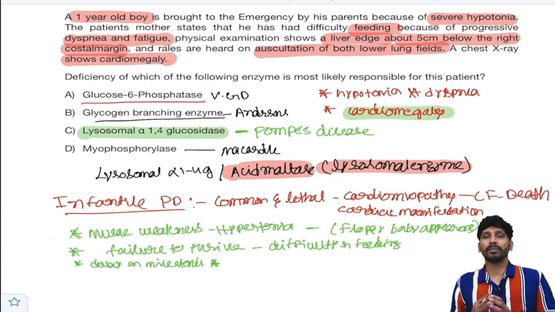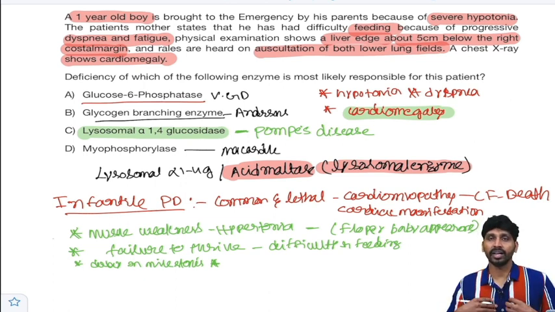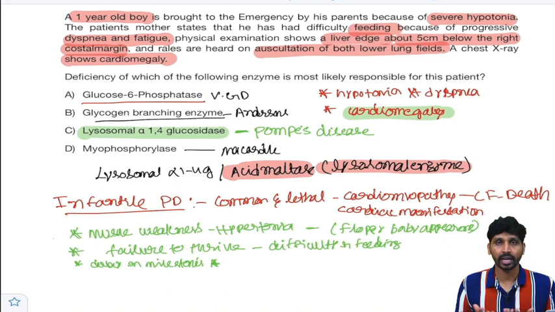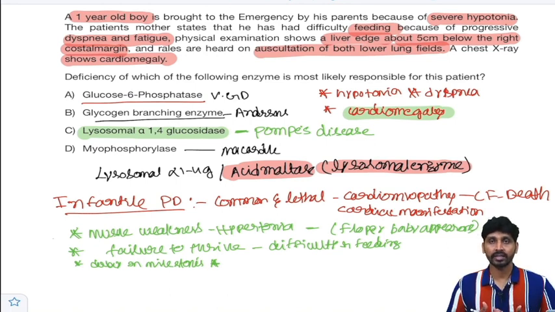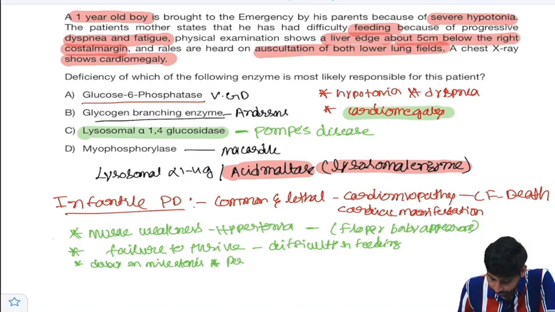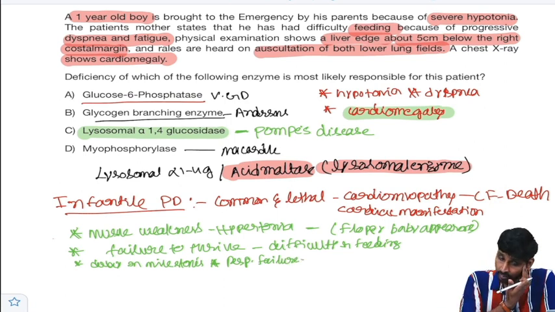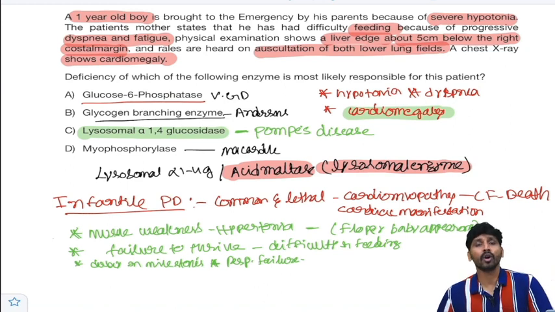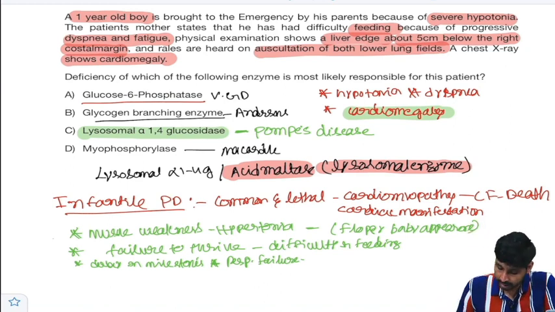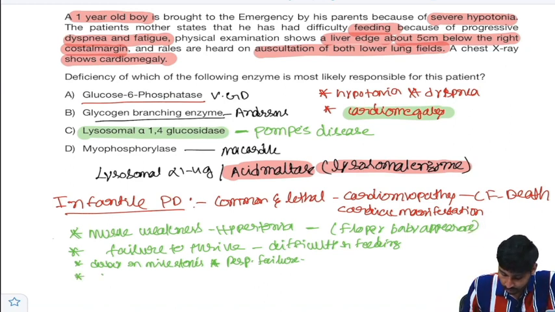As respiratory muscles are weak, there is respiratory failure. So here also you see dyspnea is there, because of weakness of respiratory muscles. So respiratory failure will be there. And another thing is dysmorphic facial features.